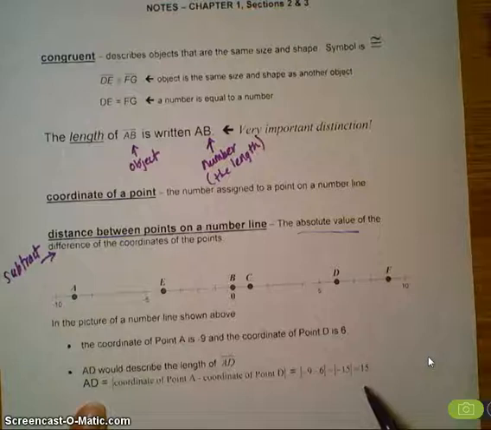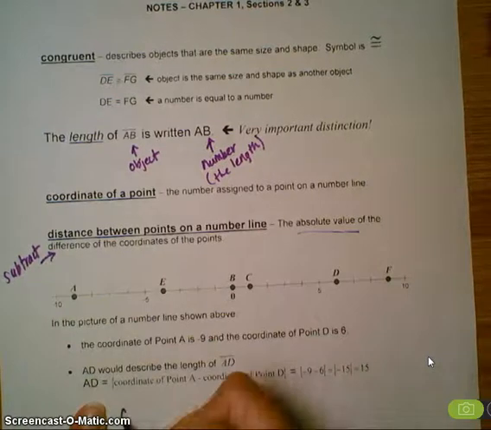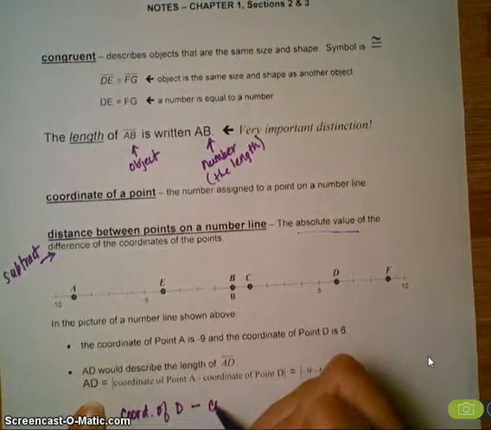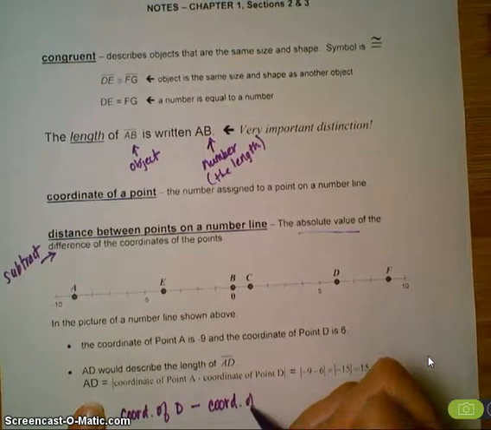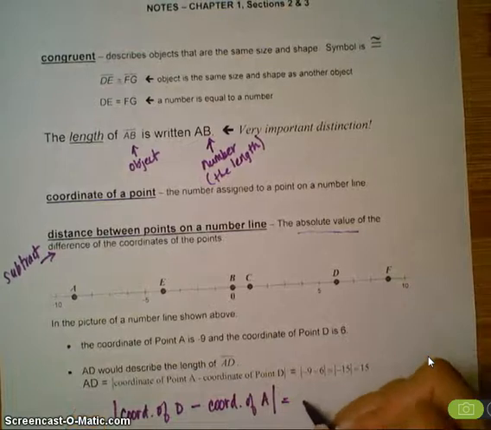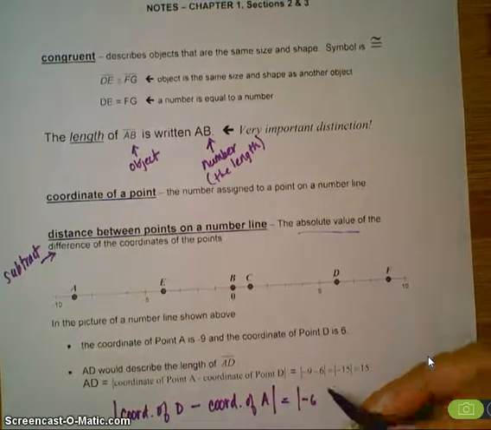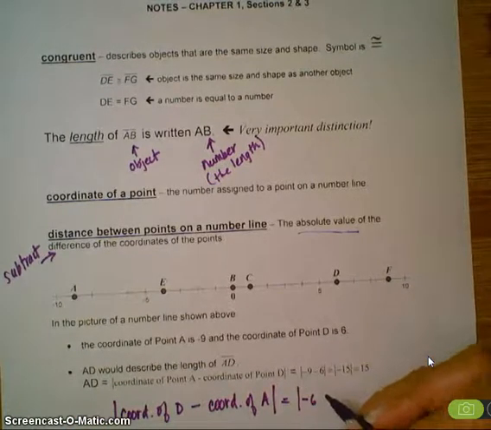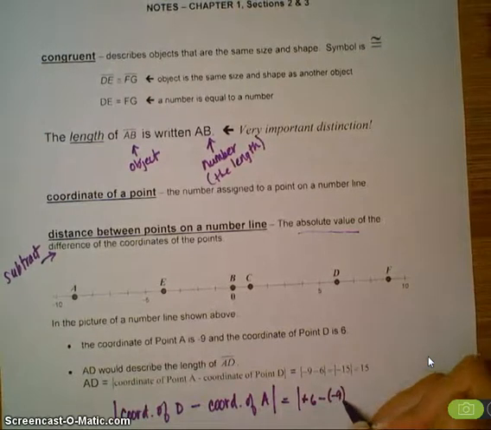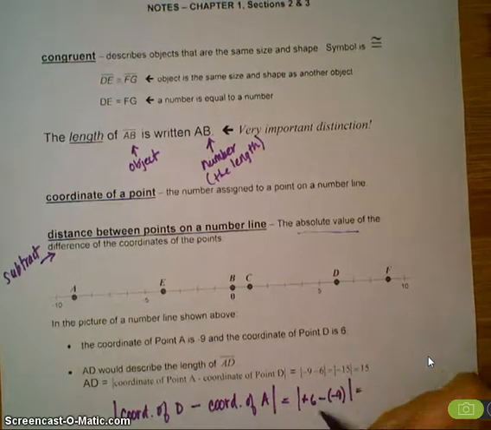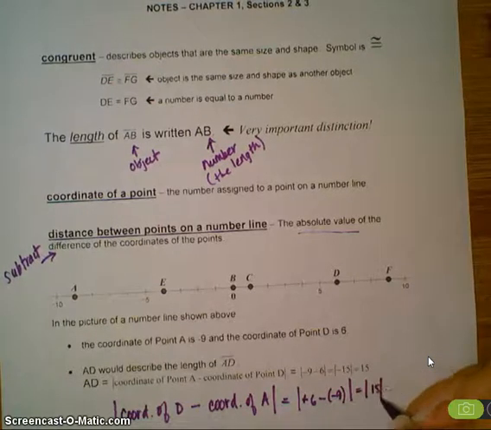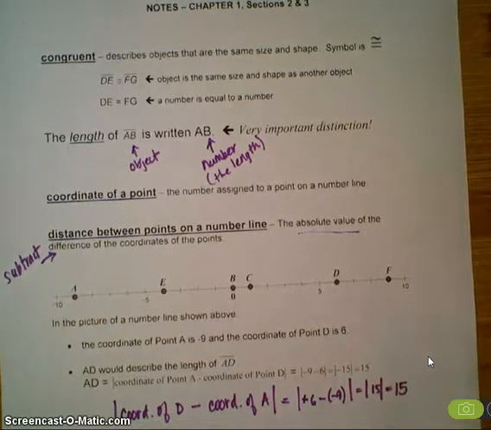You could also have done this by taking the coordinate of D and subtracting the coordinate of A and finding the absolute value of that. That would have been the absolute value of +6 minus a -9. That would lead to absolute value of +15, which of course is still 15.